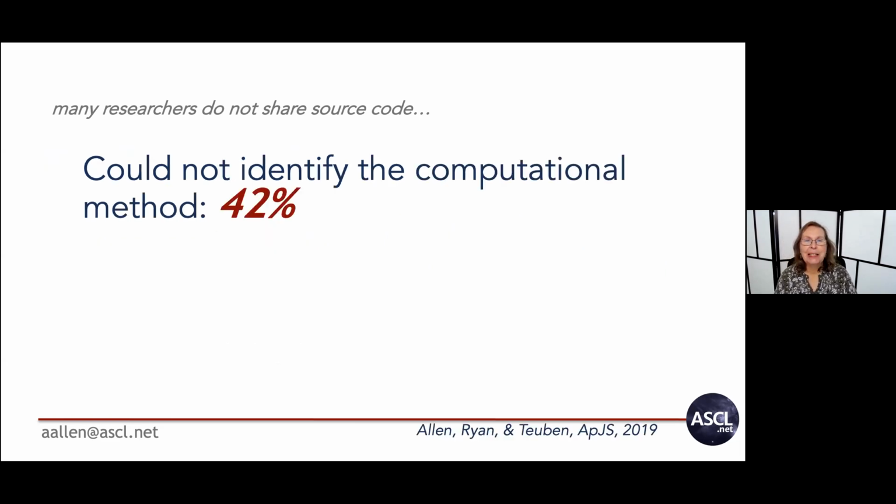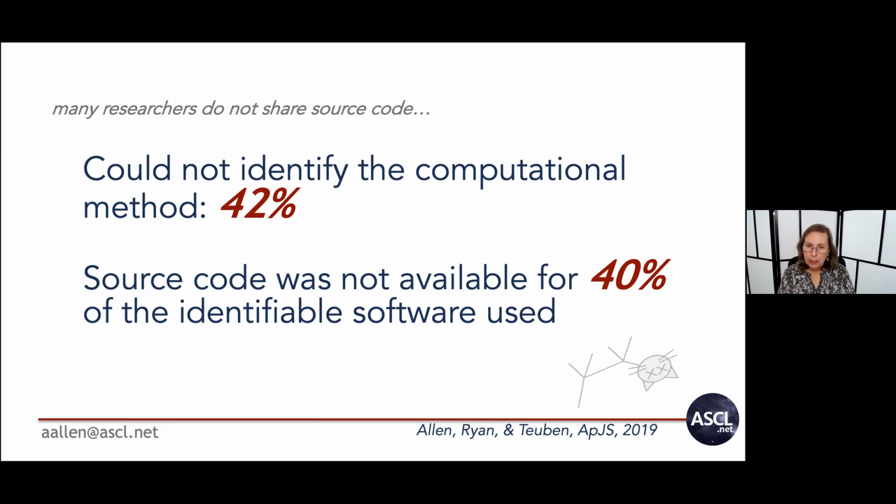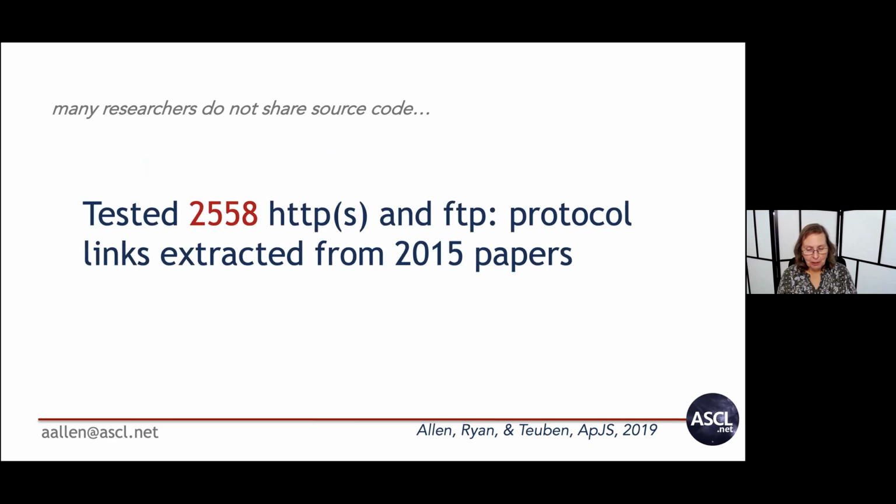And what we found, looking through papers for computational methods, was that we could not identify the computational method that was clearly used in the paper 42% of the time. 42% of the instances of some computation taking place. That's kind of scary that we can't do that. But of the software we could identify, source code was not available for 40% of it. So the good news is that identifiable software was available as source code in 60% of the software that was used. So we were happy about that, but some of these other numbers are a little scary.